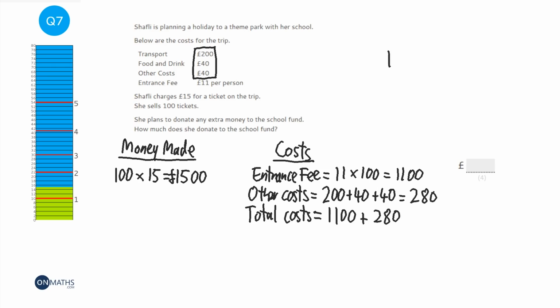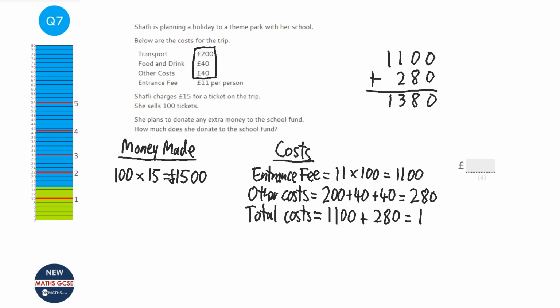And you can do any of these using any method you feel comfortable with. So the total costs are 1,380, and she's made £1,500. So she's donating all the extra money to the school fund.